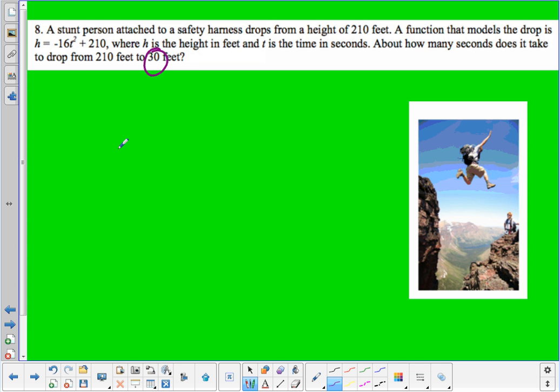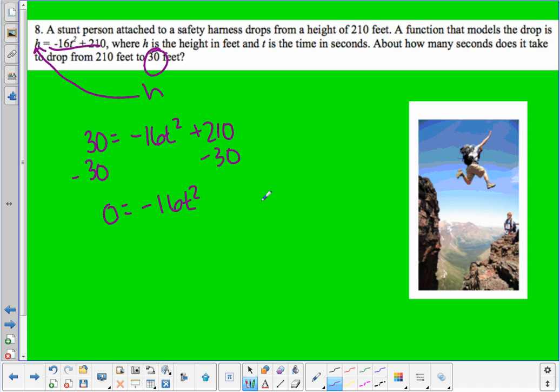Okay, so 30 is what you're trying to find. That's your height. That's what's going to get plugged in right there. So if I look at the equation that I'm given, I'm going to plug the 30 in. I have 30 equals negative 16t squared plus 210. Now I need to solve this. First thing I recognize is that this is not set equal to 0, so I need to subtract the 30 to make it set equal to 0. So that's negative 16t squared, and then 210 minus 30 is 180. These are constants, so I put them together.